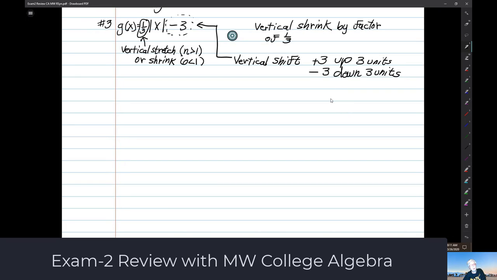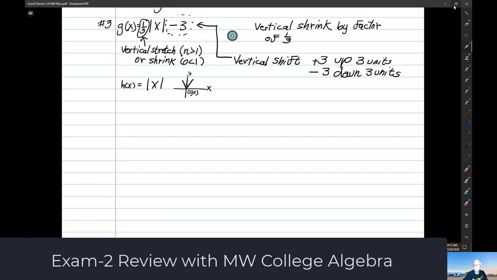Now, what we have to do is also figure out, well, what is the basic graph, the basic function? The basic function is going to be h of x equals the absolute value of x. And the absolute value of x always looks like a V, comes to a sharp point. Now the basic graph comes to that sharp point at 0, 0. But this, of course, has been shrunk vertically and it's been moved down 3 units.